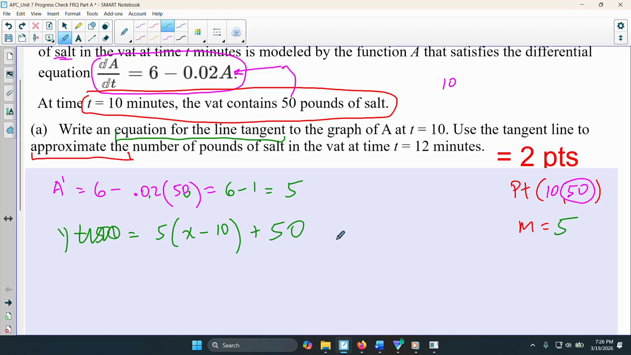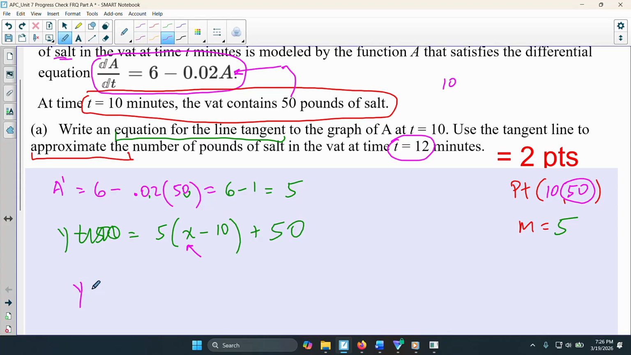Right? So you add 50 to both sides. So this is your equation of a line, y equals... do not open the parentheses, do not simplify that to be y equals mx plus b format. But now we're going to plug in t equals 12 in here.